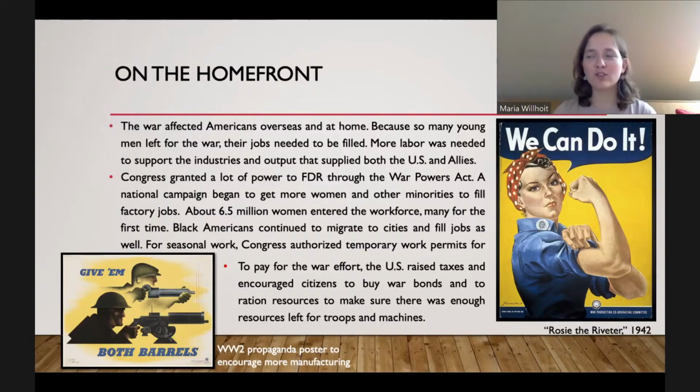So people were encouraged to grow their own gardens. They would save their scrap metals. They would even drive less and less in their cars. They would carpool so they didn't use as much oil. So it was a huge home front effort.